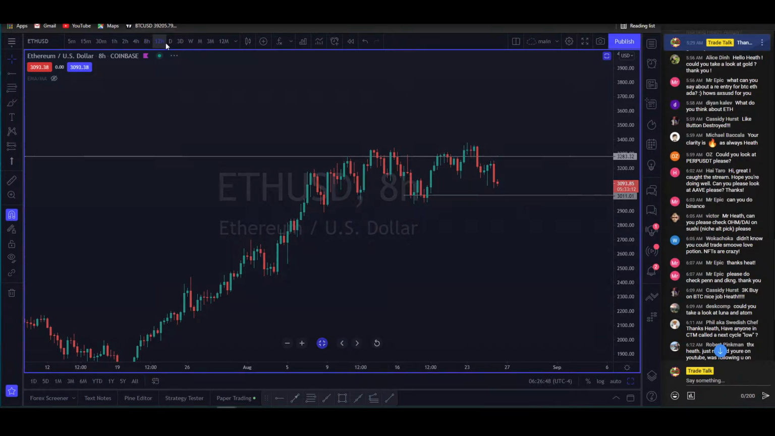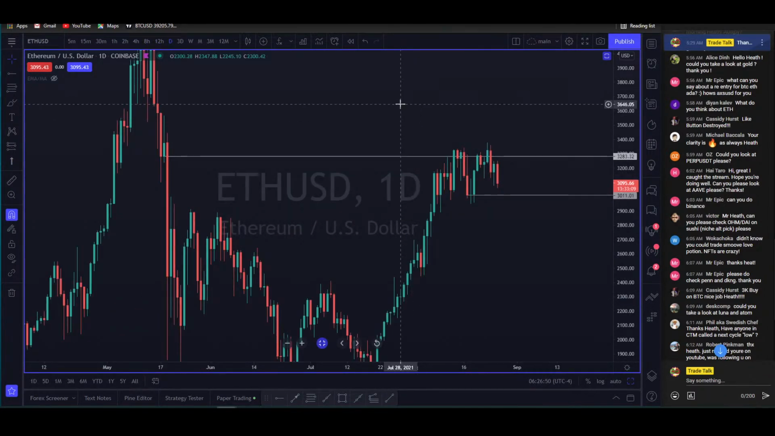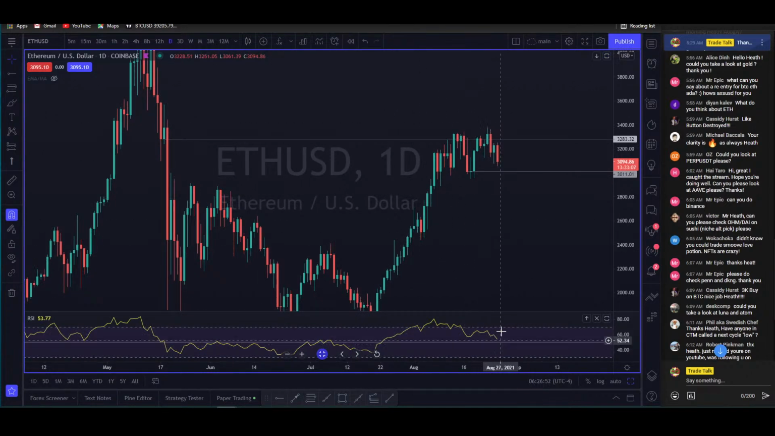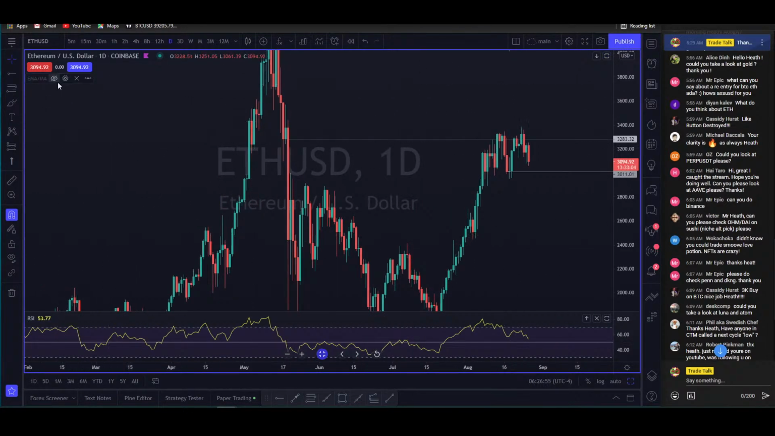Let's see what it looks like. I mean, I'm pretty sure this thing is not looking so bullish anymore. It's getting close to a good spot to look for bullish entries, or at least a bullish hold.